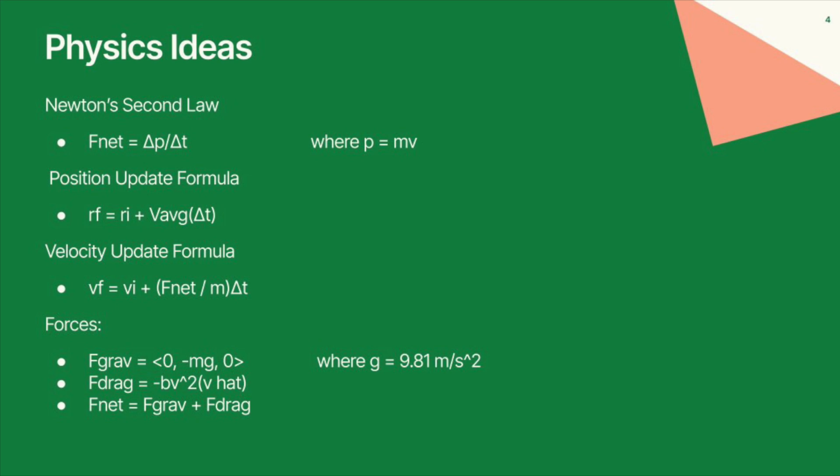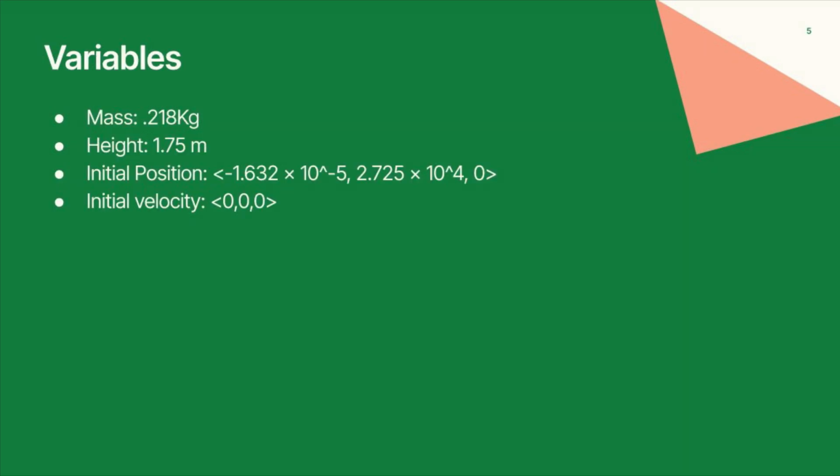The forces that we have are the force of gravity, which is negative mg, where g is 9.81 meters per second squared; the force of drag, which is negative bv squared; and the net force, which is the force of gravity plus the force of drag.